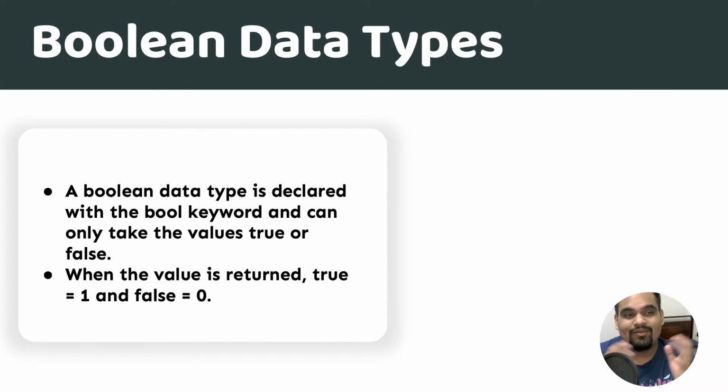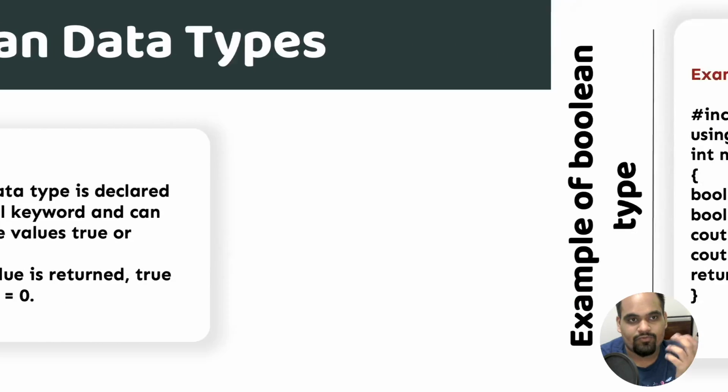Now what are Booleans? A Boolean data type is declared with the bool keyword. So we use bool as the keyword and it can only take the values true or false. When the value is returned true, it means it's going to be 1. False is going to be 0. So you can decide upon which value you want to use.